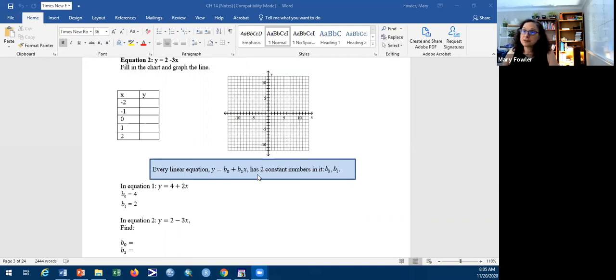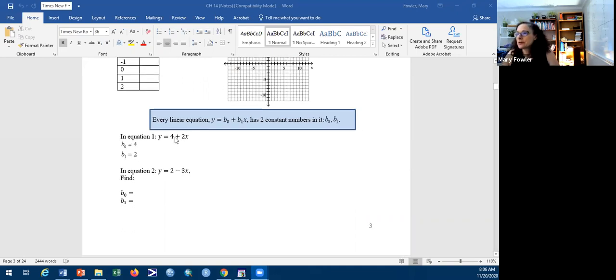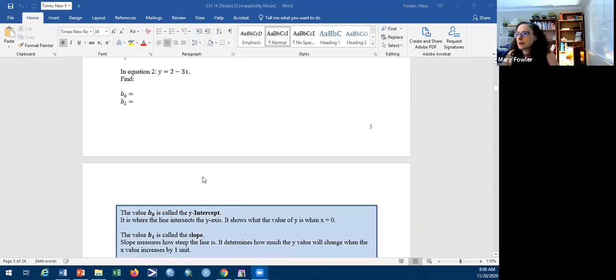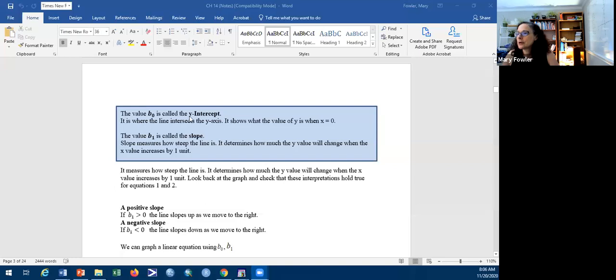And there's a good reason, because in statistics, we expand this to have b0, b1, b2, b3, but we're not going to be doing that in this class. Still, it sets you up to understand the notation as you move into perhaps another research methods class. So in this equation here, the value b0 is called the y-intercept. It is where the line intersects the y-axis. It shows what the value of y is when x equals 0.